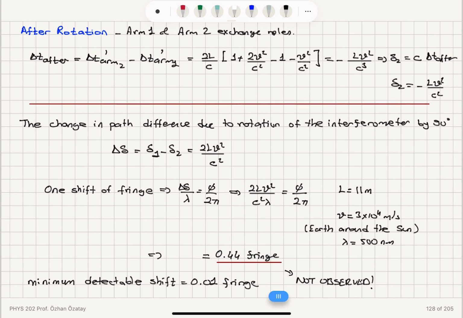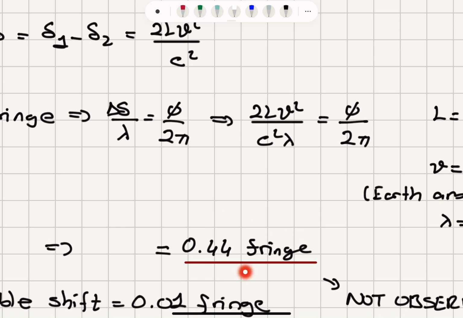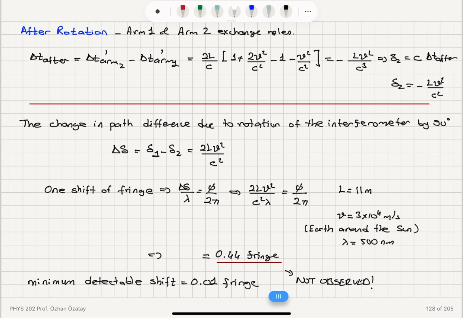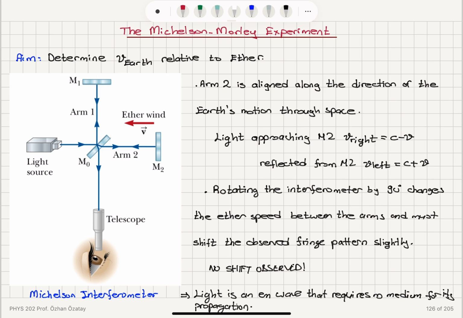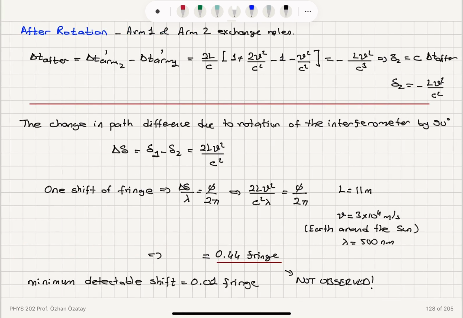So if L is 11 meters, v is 3 times 10 to the 4 meters per second, that's the Earth's orbital speed around the Sun, and lambda is equal to 500 nanometers, we obtain 0.44 fringes. So that must be something that is detectable. Minimum detectable shift in the fringe is 0.01 fringe. So this should be something we can see from the telescope, since we have changed the relative orientation with respect to the ether. Alright, but this is not observed.